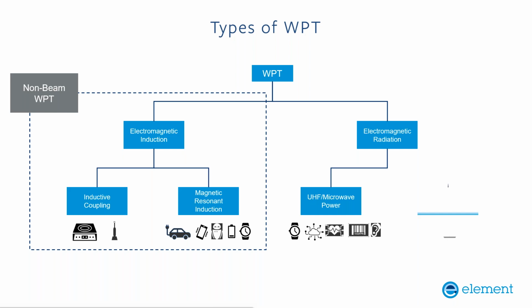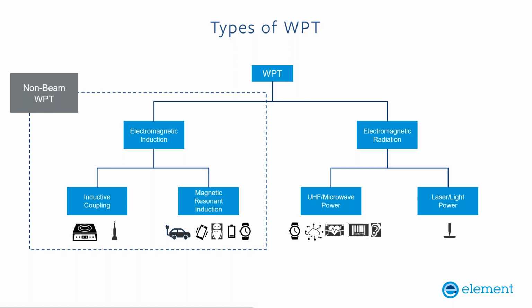And then the last category is laser or light power. I'm not really going to go into detail about that in this presentation today. That typically is more high power, so things like laser cutting, laser etching, laser powering to replace batteries that still rely on wires, and so that is another type of electromagnetic radiation WPT, but a little bit more niche, and therefore outside the scope of what we'll be covering today.